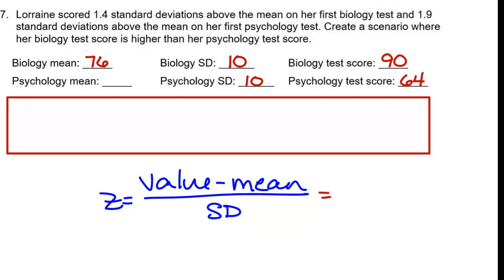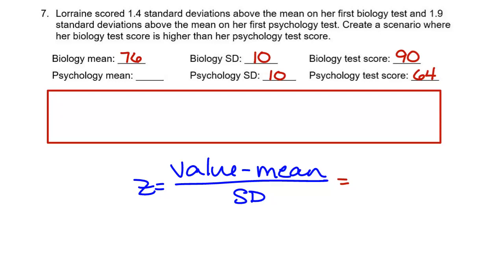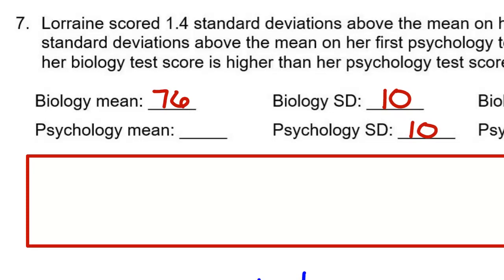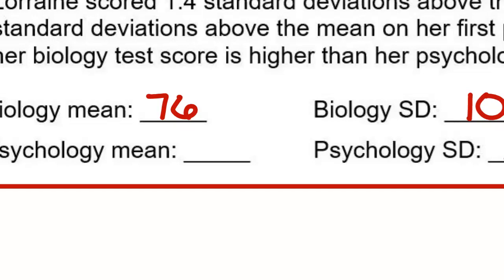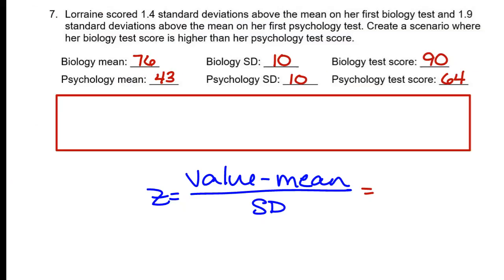If her psychology test score was 64, what would the mean on the psychology test have to be so that the z-score comes out to be a 1.9? 43, 40, 45. Let's try 43. It's just the first number I heard. Okay, so test score 64 minus mean of 43. Is that coming out to what you want it to be?